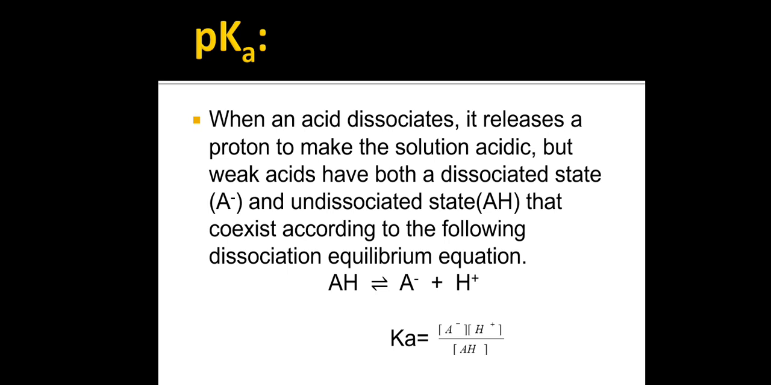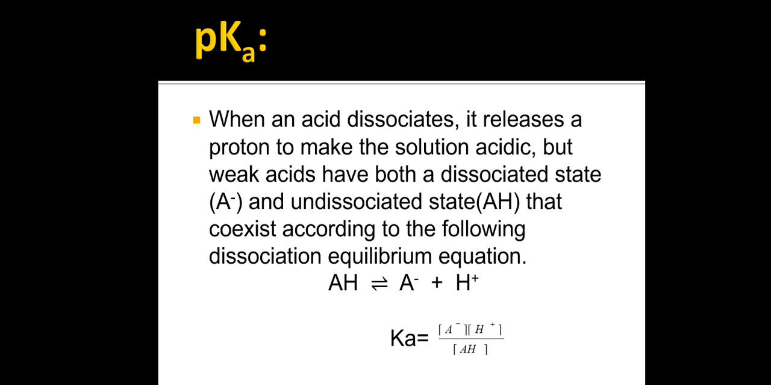Now try to understand, when the Ka value becomes higher, what does that mean? That means the numerator of this expression has a higher value and the denominator has a lower value. If the numerator has a higher value, that means the concentration of the dissociated form in the solution is more. That means the acid is dissociating easily, releasing protons easily in the solution. In another way, we can see it as the acid being a strong acid.